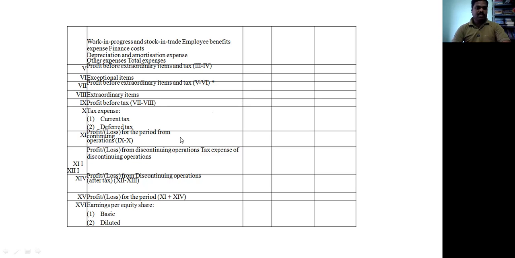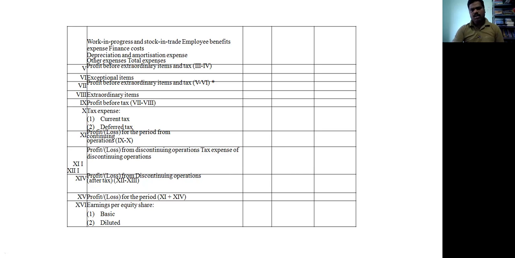See the profit and loss for the period from continuing operations, 11 minus 10. The profit or loss from discontinuing operations and the tax expenses of discontinuing operations are to be taken into account, and for the purpose of profit or loss for the period, both are to be taken into account. After that, earnings per share, earnings per equity share, basic as well as diluted, are to be taken into account. This is the format for the calculation of the income statement for the particular period.